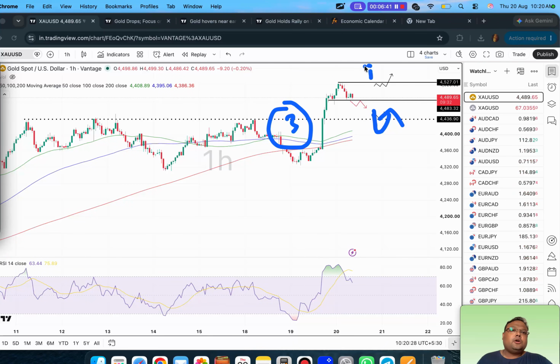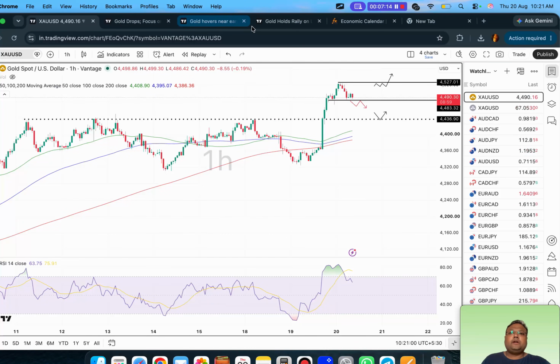So opportunity number 1 is buying above 4527 after a breakout. Second opportunity is taking a sell position around 4483. Okay, if market drops, okay, and then faces resistance, do not sell immediately. It is risky because overall the market is bullish right now. And number 3 is buying around 4436 to 4450, because the previous resistance will be working as support here.